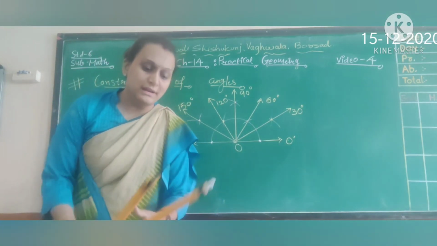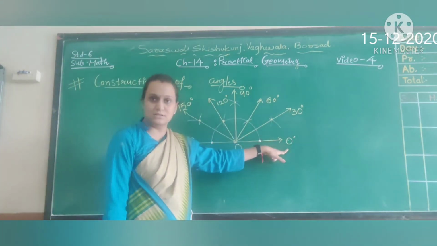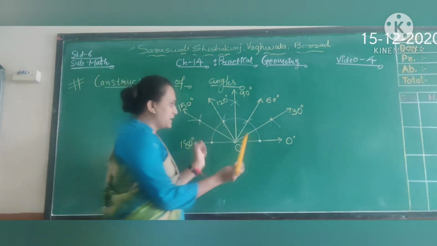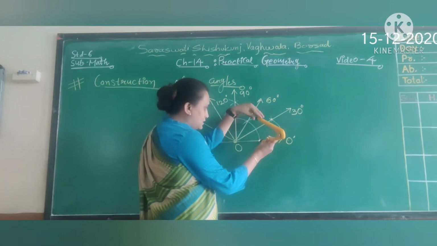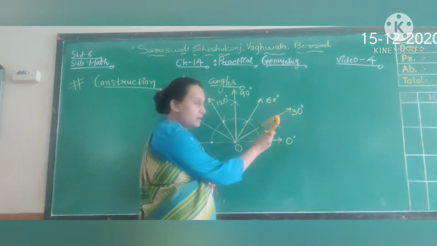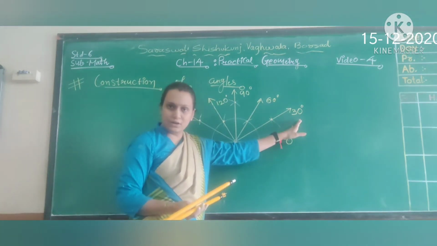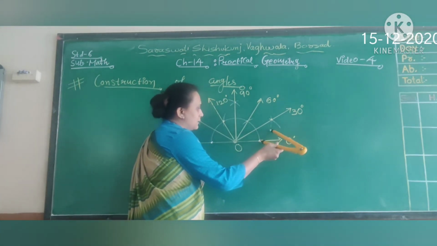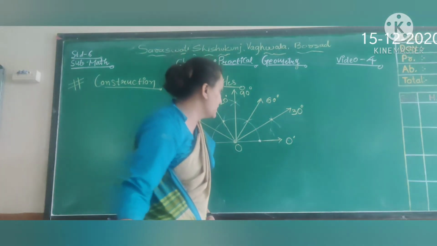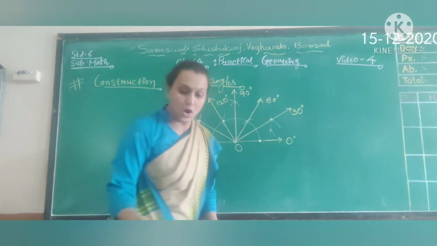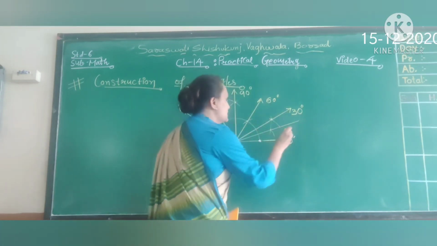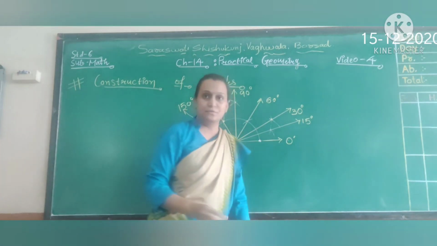Now let us draw the bisector of the given angles. If you want to draw the bisector of 30 degree, we have to take a measurement from 0 to 30 degree. Clear? So 15 degree is half of 30 degree. So from 0 degree and from 30 degree, if you find the measurement of the given angle, this is your 15 degree angle. So let us join it with the center. So this is your 15 degree. Clear?